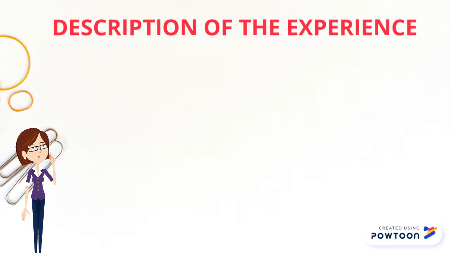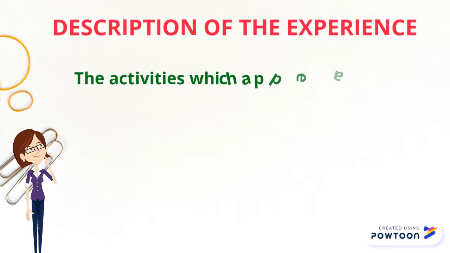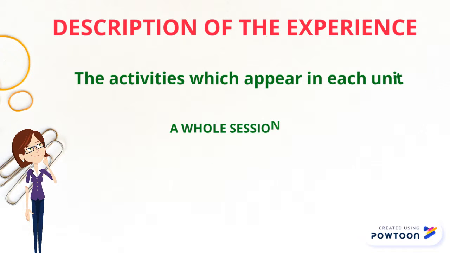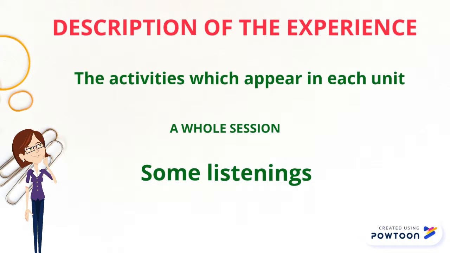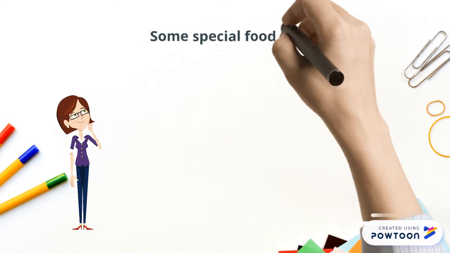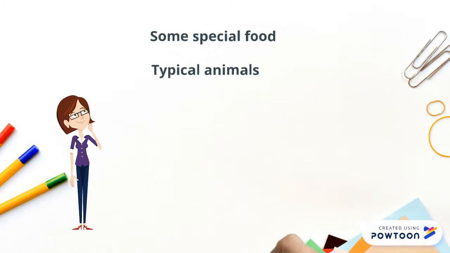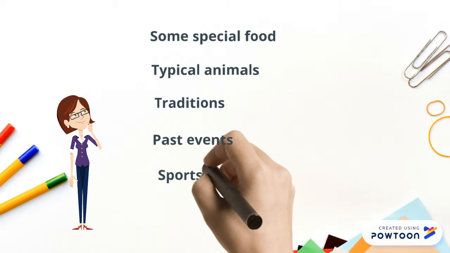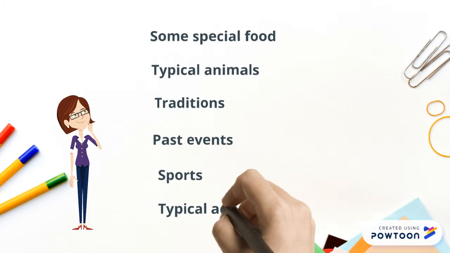Description of the experience. Culture is only worked through the activities which appear in each unit under the section named Culture. The teacher spends a whole session as a maximum to work it. In this way, after having been taught all the vocabulary and grammar embedded in the lesson, students have some lessons related to the UK traditions, for instance, they can be about some special food they have, some typical animals, traditions, past events, sports, typical activities of one specific zone.